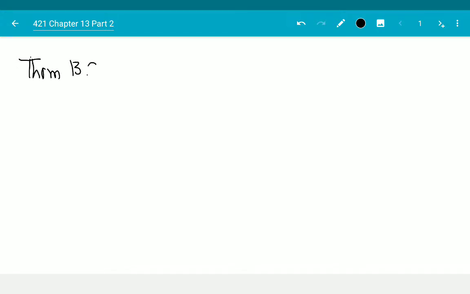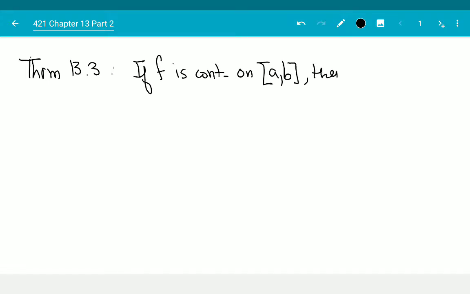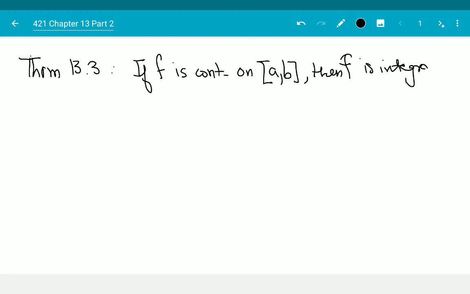Theorem 13.3. If f is continuous on a closed interval [a, b], then f is integrable on [a, b]. Proof. Well, the proof is relatively simple.